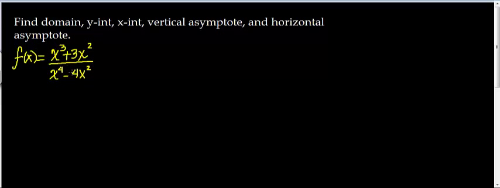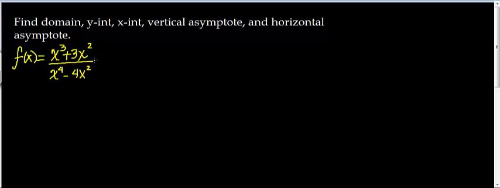In this example, we're going to find everything that we've learned to find in rational functions. We're going to find the domain, the y-intercept, x-intercepts, vertical asymptotes, and horizontal asymptotes. And also we're going to find any holes if we find some. Okay, let's start by factoring this.